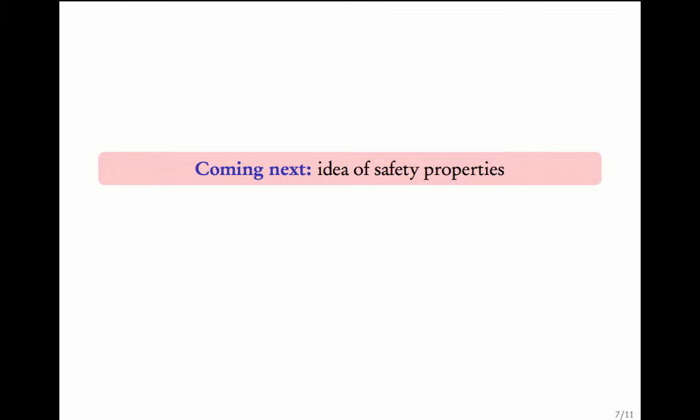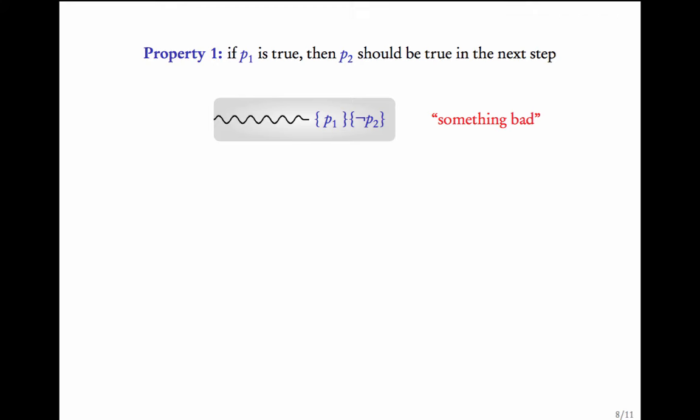We have seen examples of properties using the X operator. We will now give you the idea of safety properties. Property 1 was if P1 is true, then P2 should be true in the next step. What is a violation of this property? What is something bad for this property? If there is a word which has P1 and in the next step there is no P2, then this situation is something bad for this property.